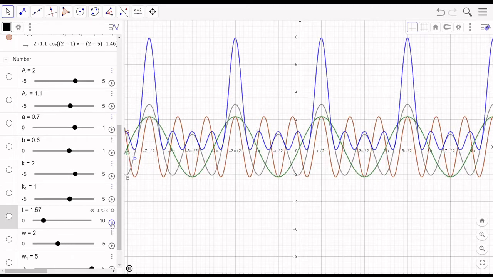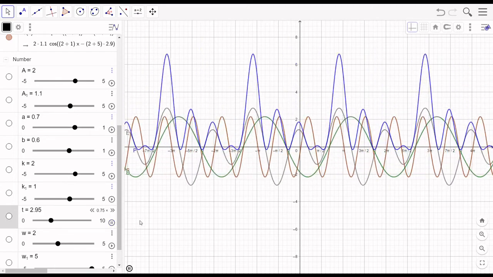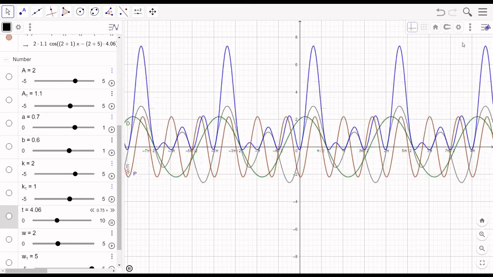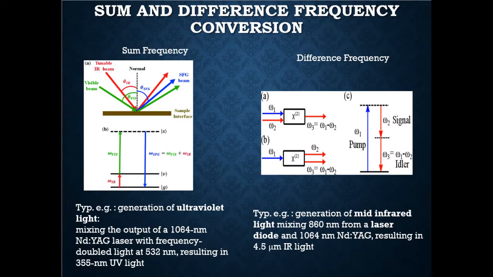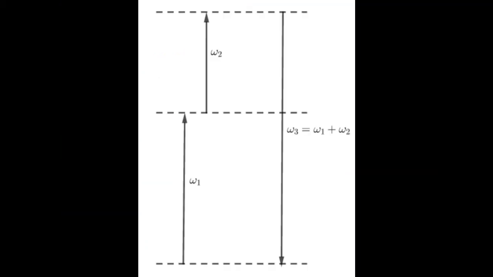We can also try to understand the sum and difference frequency modes in terms of quantum mechanics. For the sum frequency, we can imagine two modes or two photons being absorbed by the material, going to a higher energy and de-exciting, giving an output photon whose energy is the sum of the two input photons. This is a spontaneous emission.